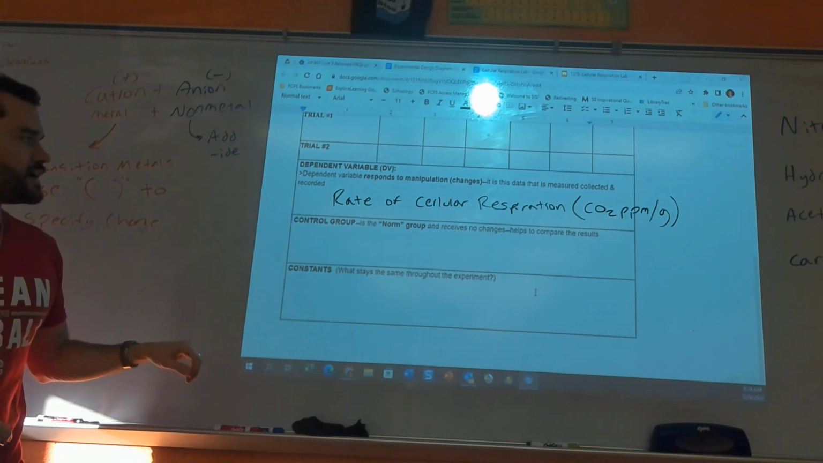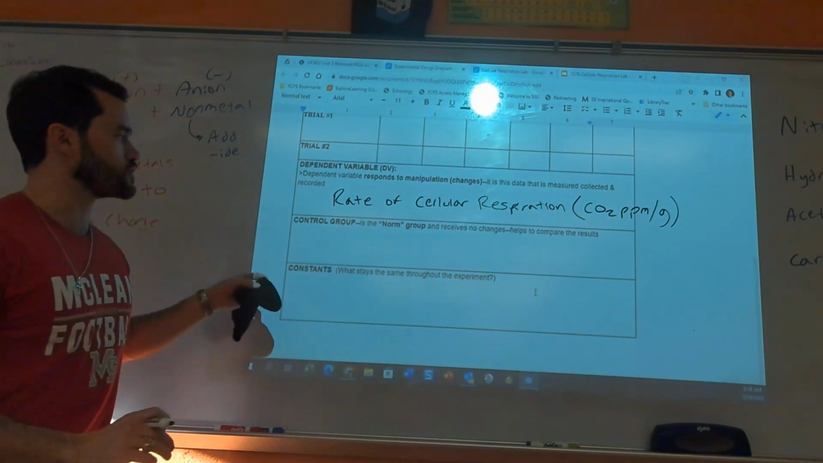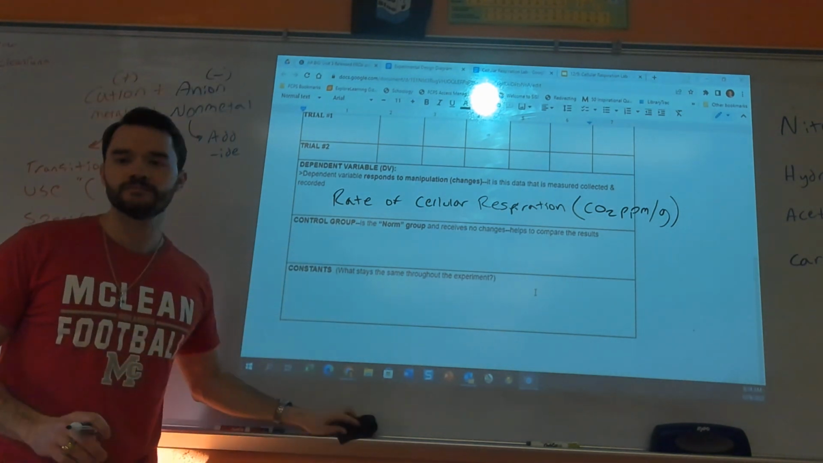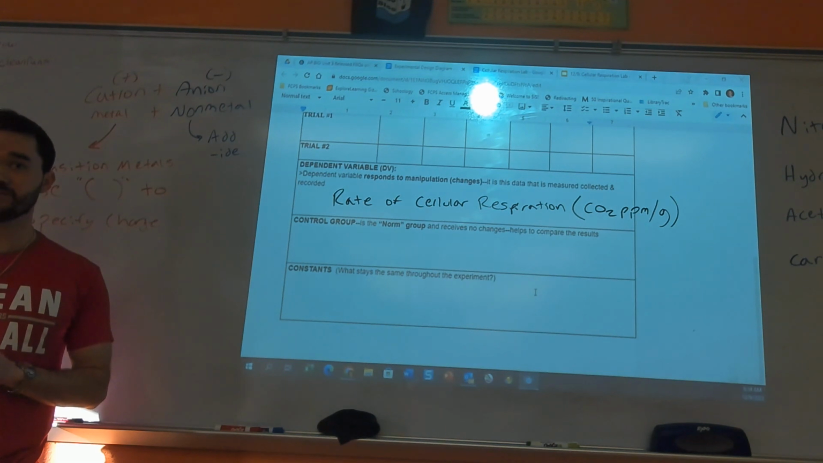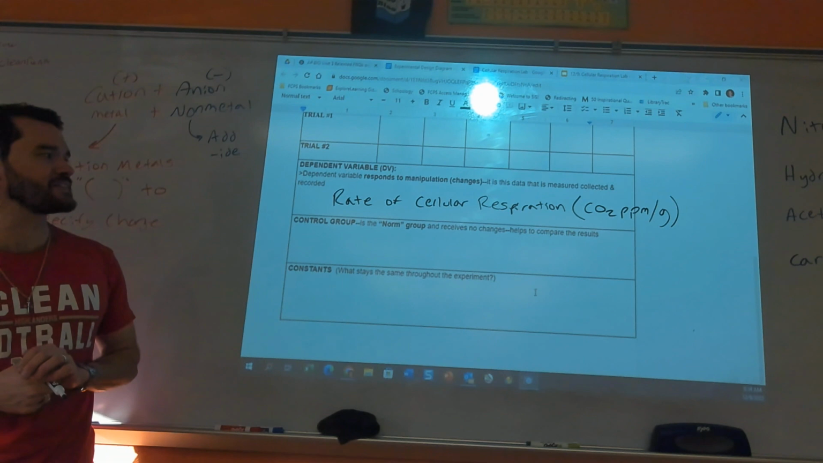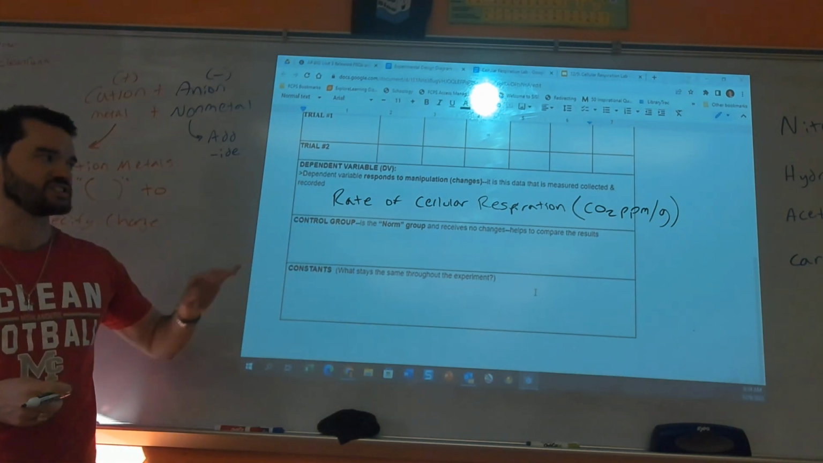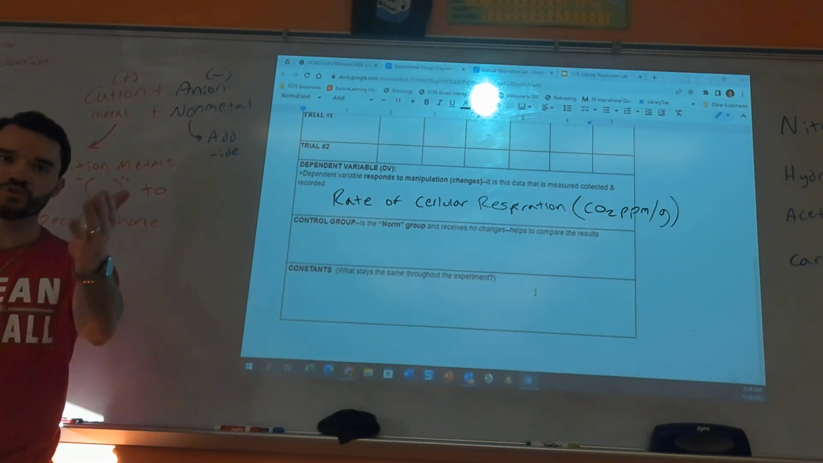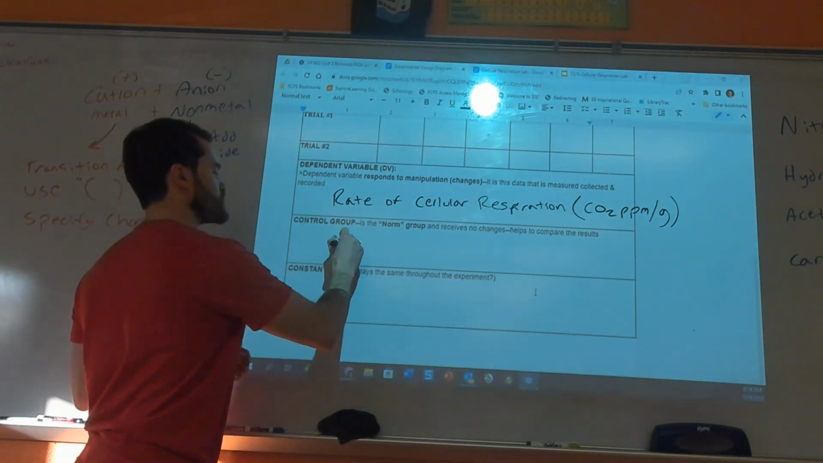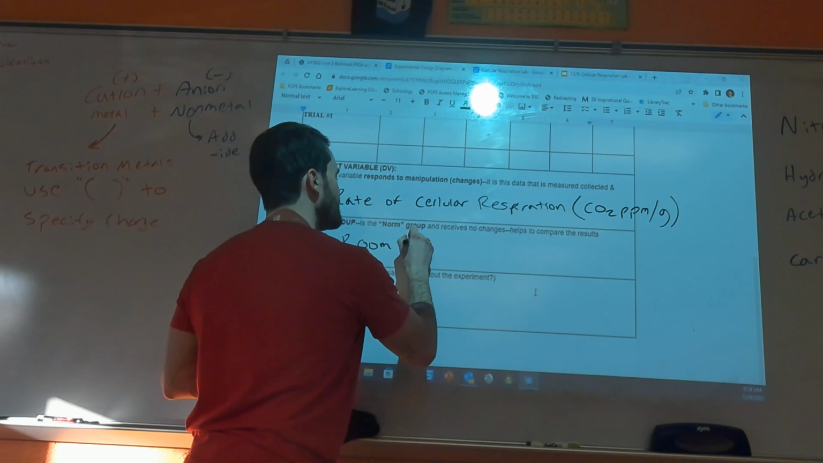All right, and then let's do control group. What would be the control group? Or do we have one here? The control group is something that's not going to be receiving any changes, so we're going to use it to compare the results. Room temp, yeah. So room temperature, that would be our control group.